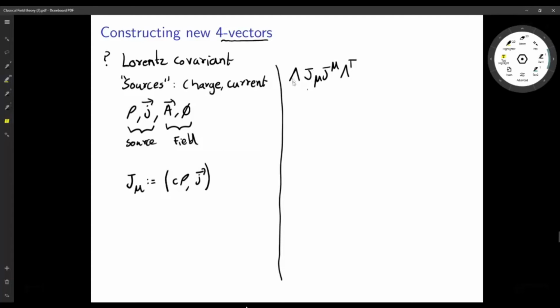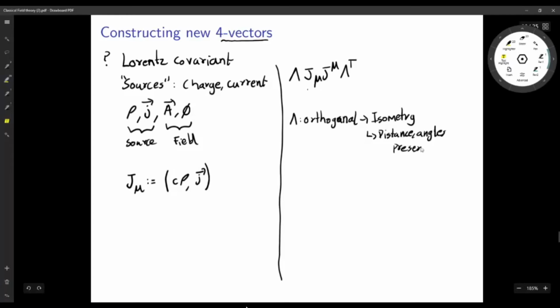And this Lorentz transformation is an orthogonal transformation, which would also mean it's an isometry. And isometry is a very fancy word for saying distances and angles are preserved. That's all that matters. So since I said distance preserved, that would just mean there would be no change. This would just be this.